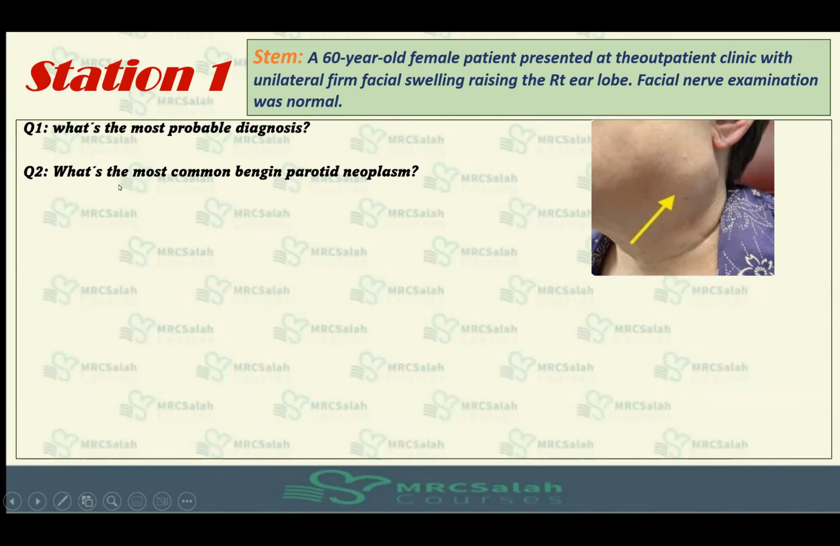The next question will be, what's the most common benign parotid neoplasm? Pleomorphic adenoma. Okay, great. Can you tell me the differential diagnosis of a unilateral parotid swelling? It could be due to local causes, either due to ductal obstruction, like in salivary calculus, or external ductal compression from outside, or could be neoplasia, either benign or malignant, or could be infection like mumps or parotitis. Okay, great.